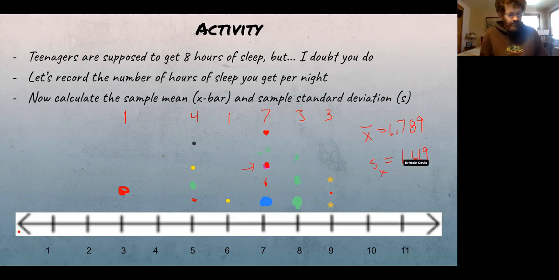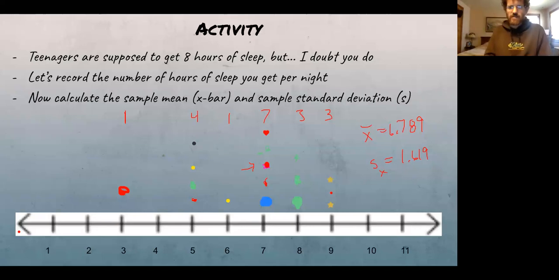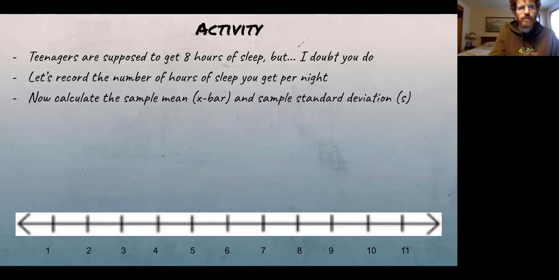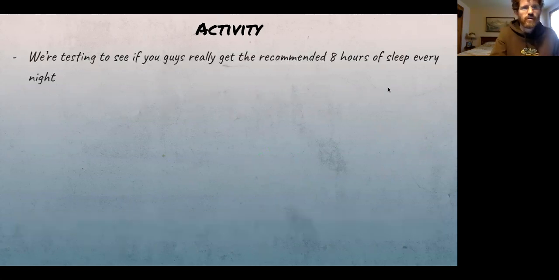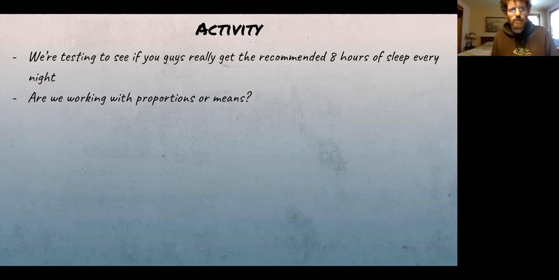We'll use them in our calculations, because now we want to test this. We're doing hypothesis testing. We want to figure out: is this evidence that teenagers really don't get the appropriate amount of sleep, or is it still possible that you do? We'll come back to these numbers as we keep moving forward. Okay, so we're going to test this, and the first question is: are we working with proportions or means as we move forward?